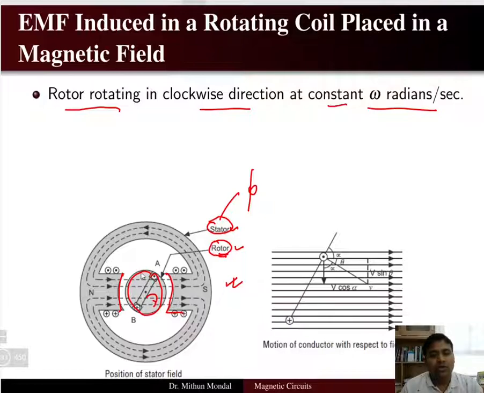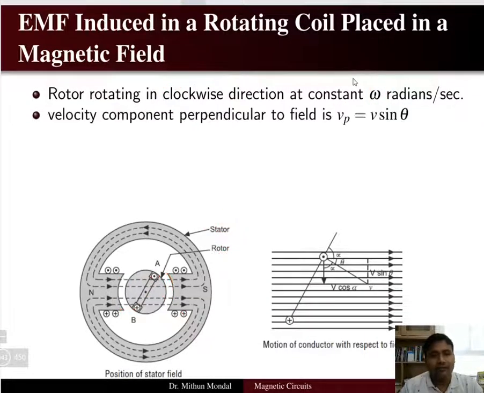So your rotor which is placed in the magnetic field is rotating in the clockwise direction at a constant speed of omega radian per second. Then the velocity component perpendicular to the field is Vp equal to V sine theta. So we can see in this diagram the motion of the conductor with respect to the field. What is the motion of the conductor, because the conductor itself is rotating? What is the motion of the conductor with respect to the field?